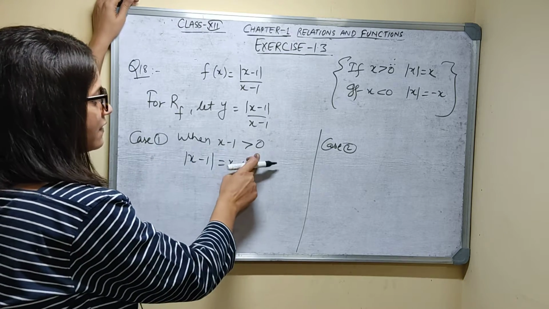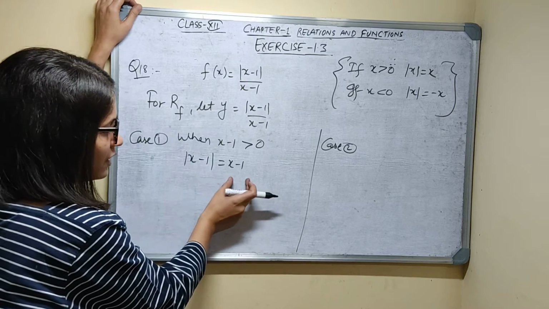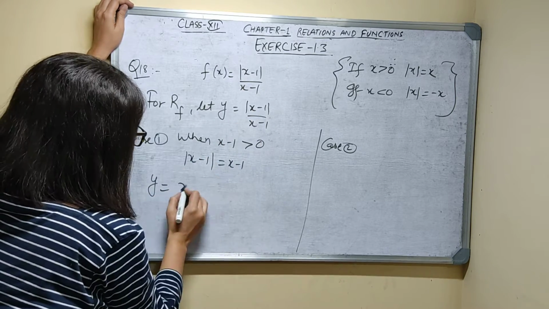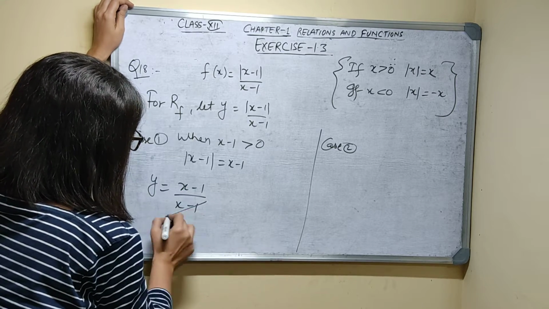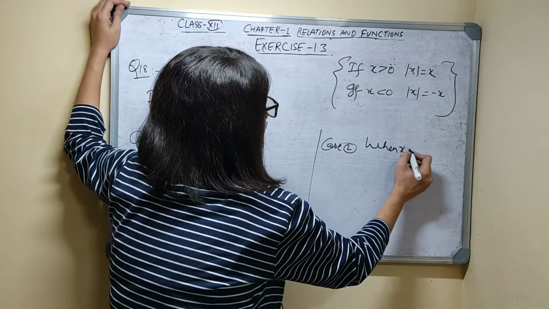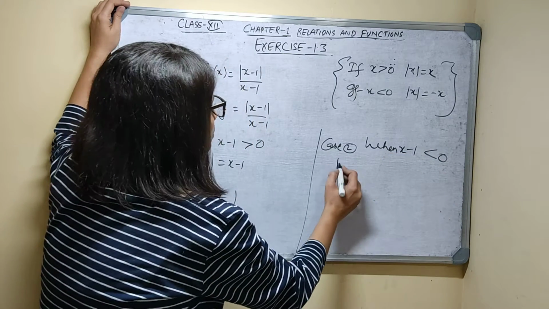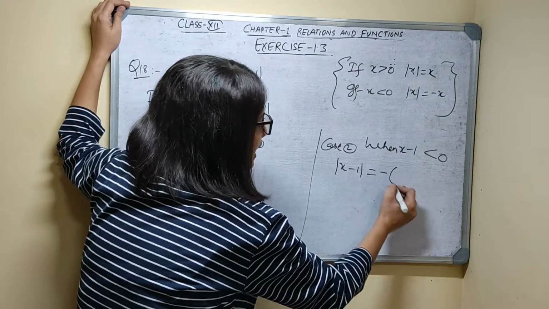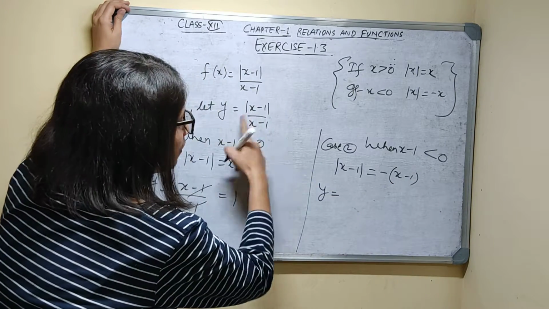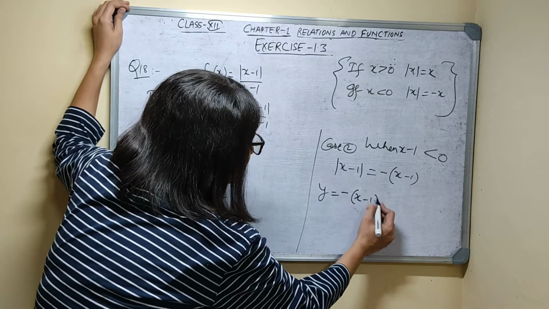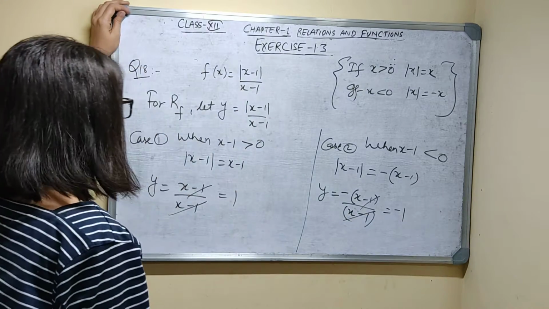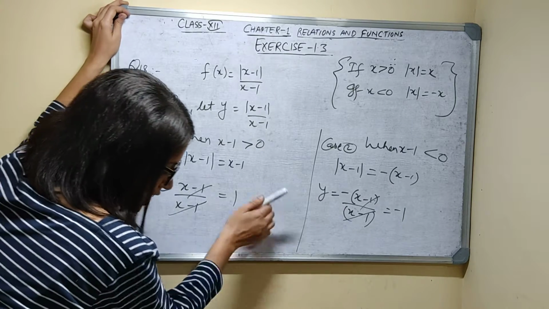So when x − 1 is greater than 0, then |x − 1| is equal to x − 1. So y will be (x − 1) / (x − 1), so we will get 1. Case number 2: when x − 1 is less than 0, then |x − 1| will be −(x − 1). So y will be −(x − 1) / (x − 1). This cancels, so you will get −1. So in one case you are getting 1, and here you are getting −1.